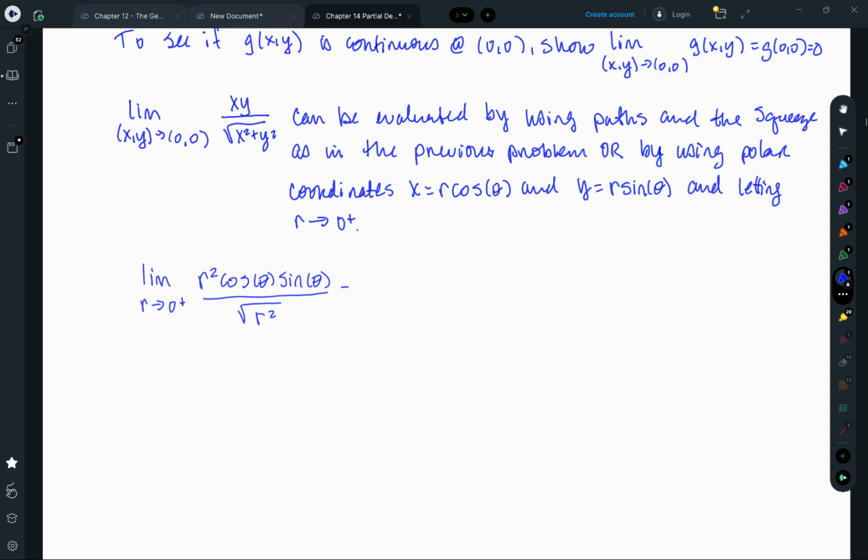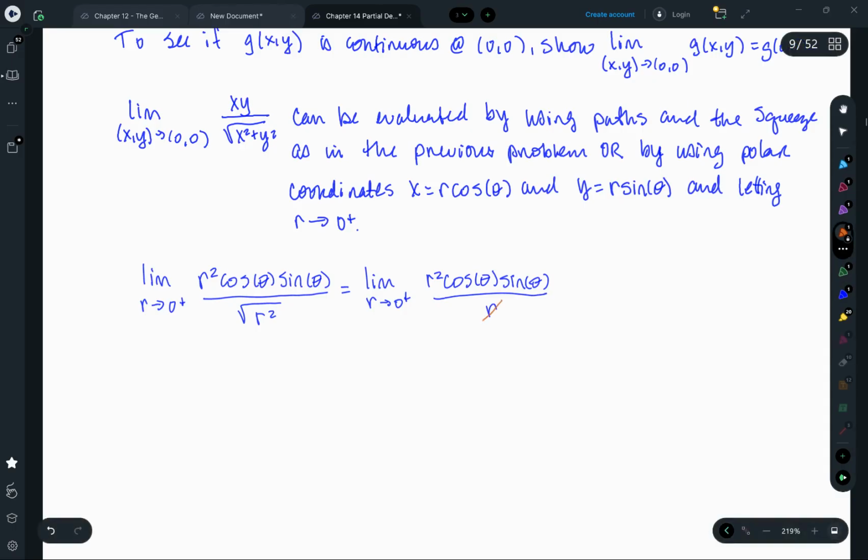So simplifying this, we still have our limit as r goes to 0 from the right of r squared cosine of theta sine of theta all over r. The square root of r squared is r. Then we'll get some simplification here. This r in the denominator will cancel out with one of the r's in the numerator. And at this point, we could probably go ahead and take our limit.